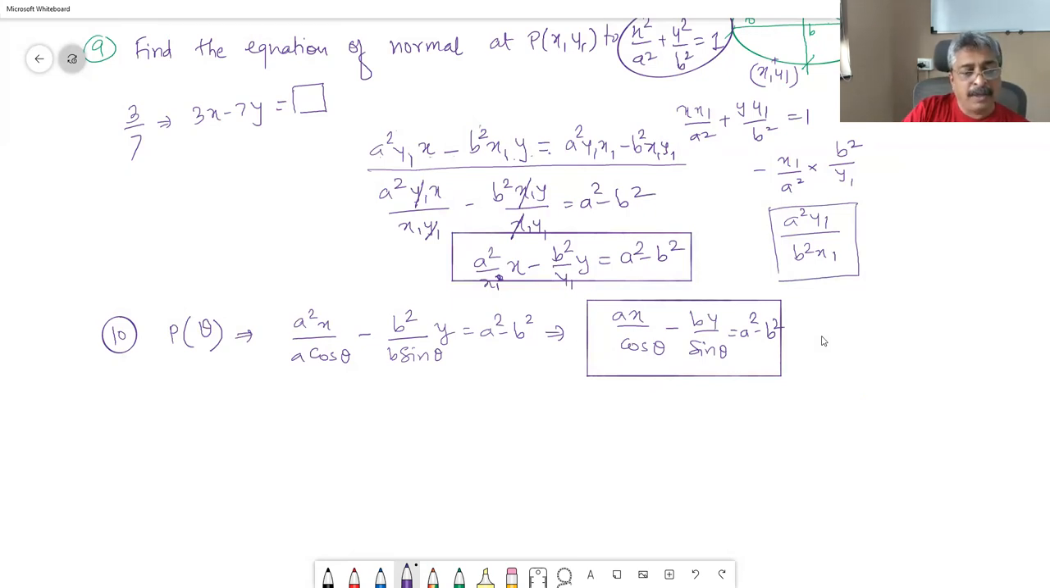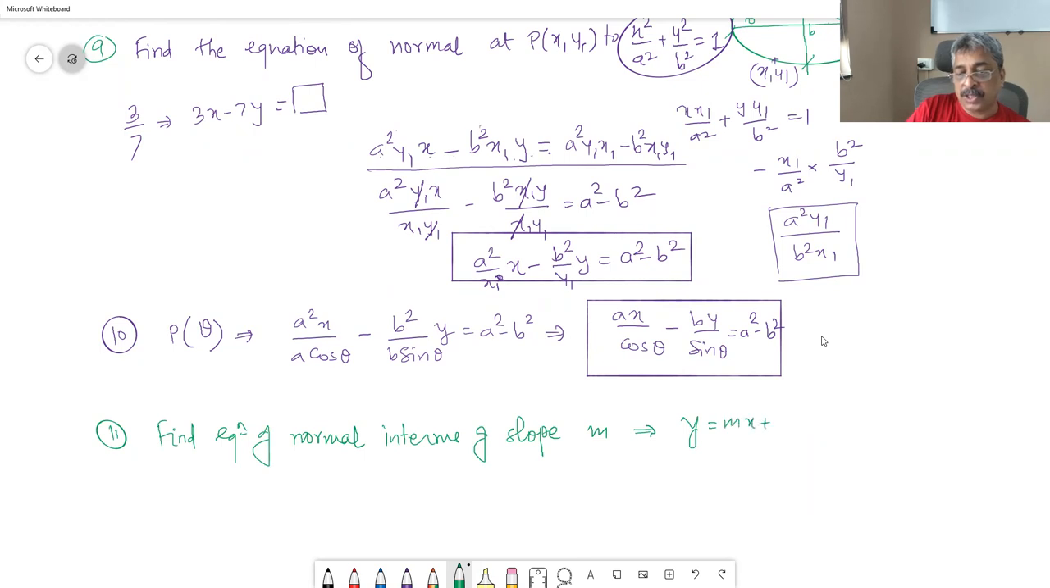Next, find the equation of normal in terms of slope m. That means what I am asking you to do is, y is equal to mx plus c is the normal. So find the condition of normalcy, etc. Find the equation of normal in terms of slope m.